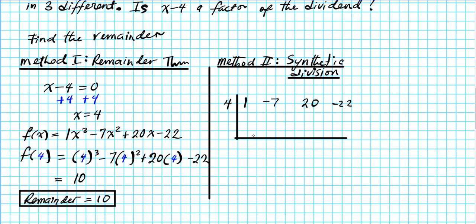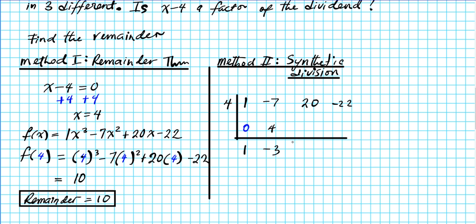Now, if you recall from previous lessons, you divide synthetically by adding downwards and multiplying across. There is no number here, so we'll start with 0. Okay, so we add down. 1 plus 0 is 1. And then we're going to multiply across. 4 times 1 is 4. Add down again. You get negative 3.